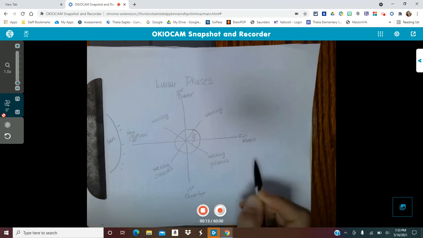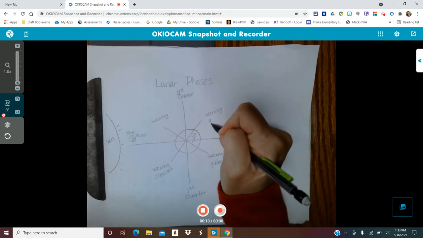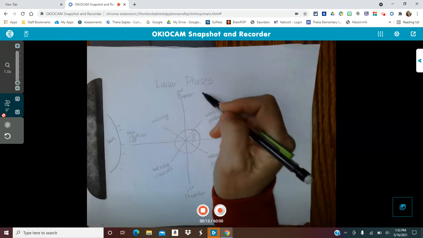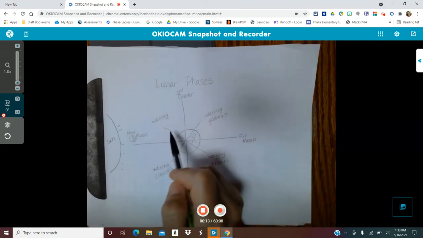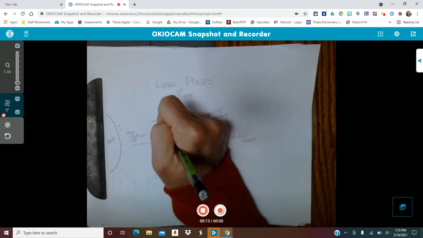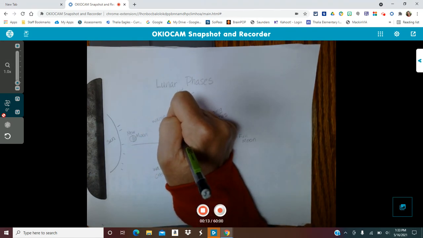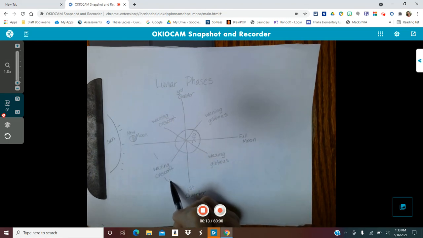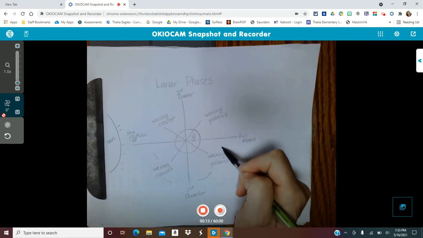Then we've got, it's starting to shrink again, but it's still pretty big. So on this side again, we fill in gibbous, but it's waning. Third quarter, waning just a little bit we can see, so crescent. And it would be going in this direction.